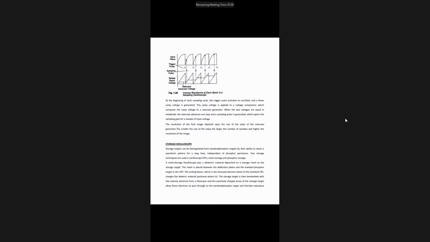So the storage target is then bombarded with low velocity electrons from a flood gun, and the positively charged areas of the storage target allow these electrons to pass through the standard phosphor target and thereby reproduce the stored image on the screen. तो इस तरीके से यहाँ पे स्क्रीन पे जो इमेज बनती है, that is the image on the screen is stored for a long duration. So the basic idea is the image is stored for a long duration, as you can see in the diagram also.